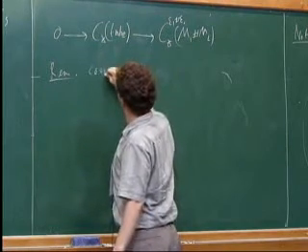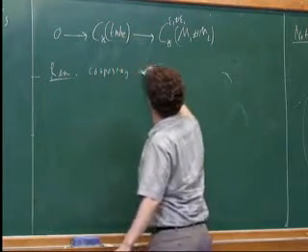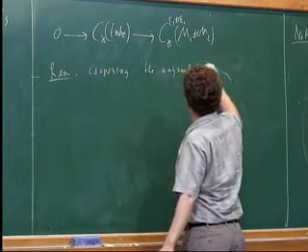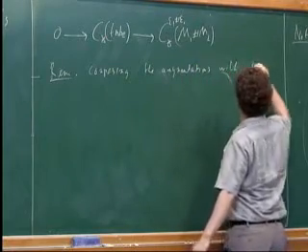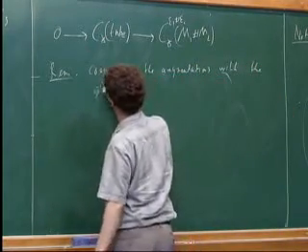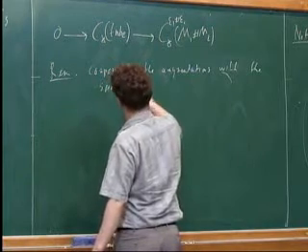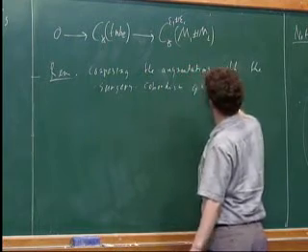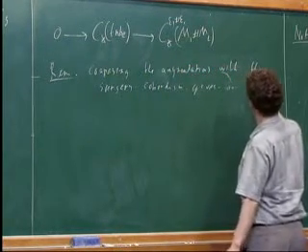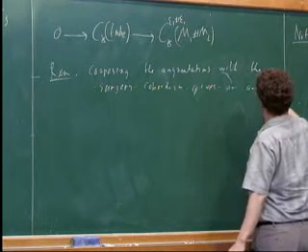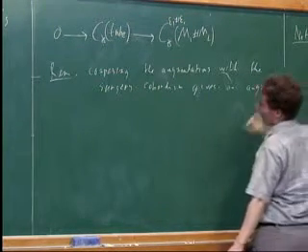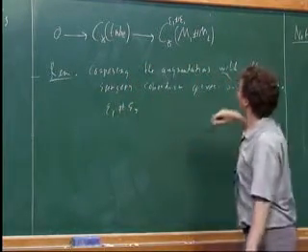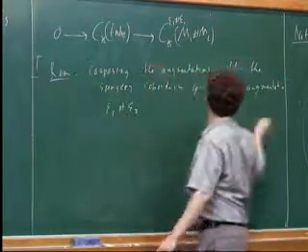Composing the augmentations with the gluing, with the surgery cobordism, gives an augmentation. I call this the connected sum augmentation. This is a remark that I should have made before, of course.